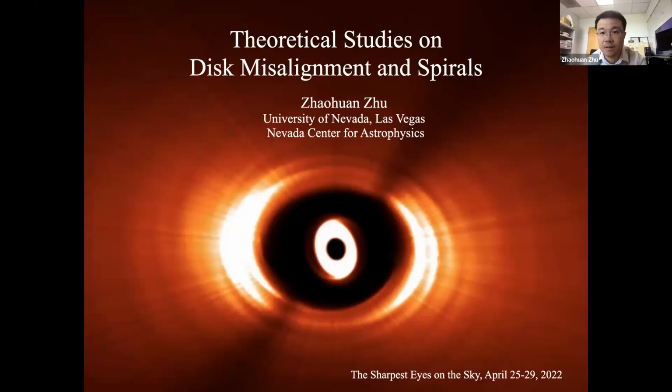Studies on this misalignment and spirals, and hopefully you will still find it interesting and relevant. The background image you are seeing here is a synthetic observation of a misaligned disk simulation. The inner and outer disks are misaligned, and the inner disk casts a shadow on the outer disk. The reason I chose this image is that it looks like an eye to me. So hopefully simulations could also be another sharp eye for us to understand the universe.